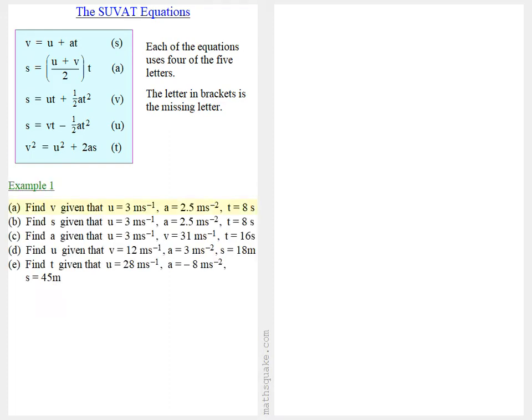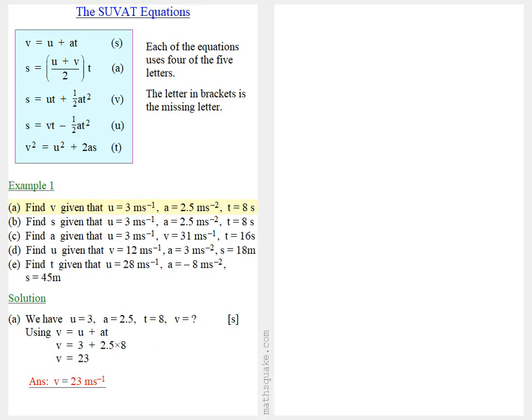Now in question A, we're asked to find v, given that u is equal to 3, a is equal to 2.5, and t is equal to 8. So to solve it, we're given the letters u, a, t, and v, and the missing letter is s, which means we want to use the equation v equals u plus at. So substituting in, we get v is equal to 3 plus 2.5 times 8, which works out to be 23. So our answer is v equals 23 meters per second.